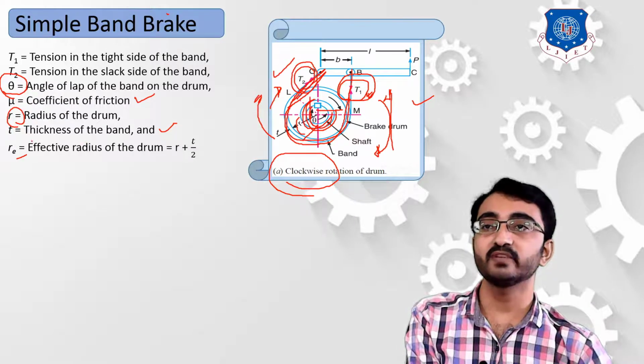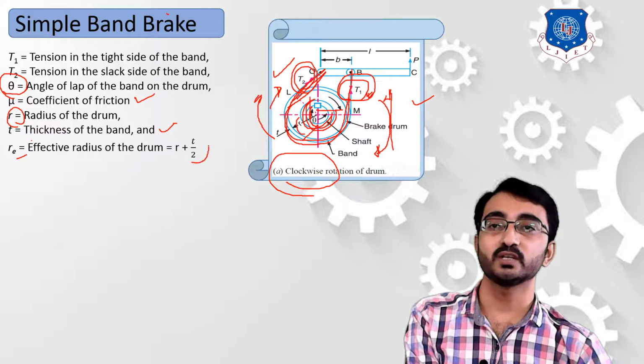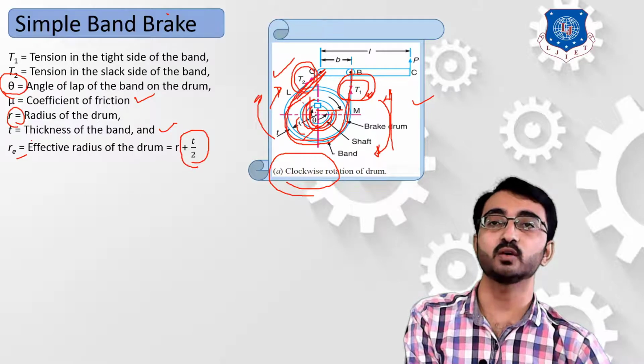Now if we consider the thickness as t, the effective radius of this whole system will be the average, or we can say the midpoint, of this band and the radius. So we can simply identify that the effective radius is equal to the radius of the drum plus t by 2.